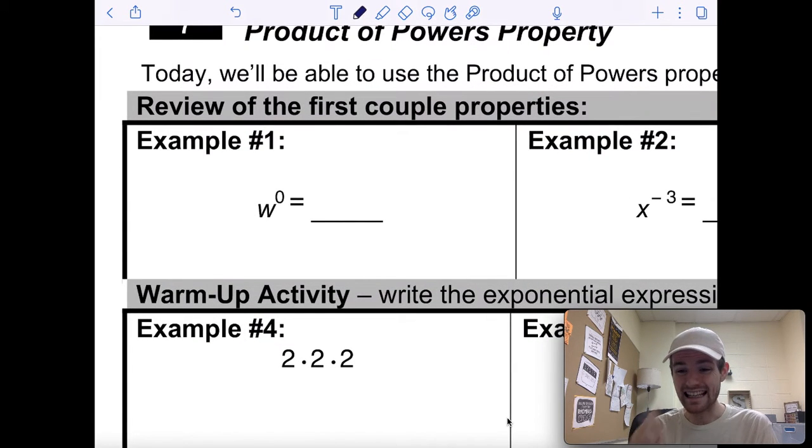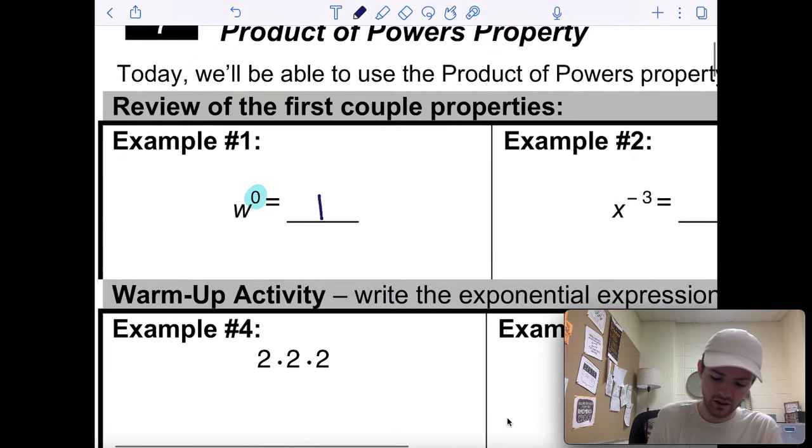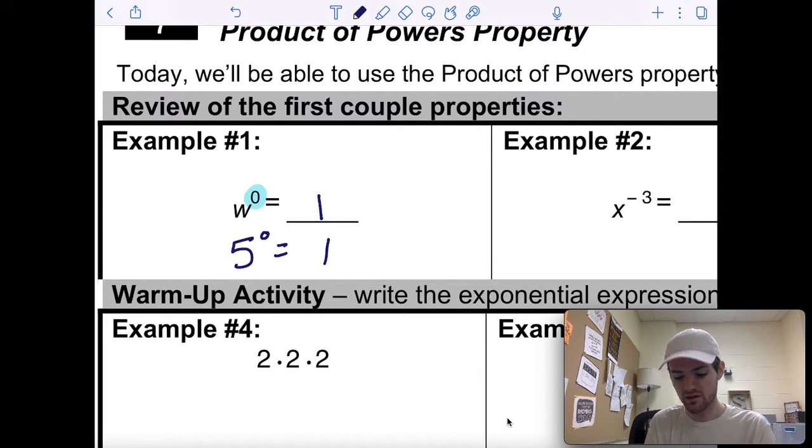Let's remember, anytime our exponent is 0, we don't care what the base is, it doesn't matter. Our answer is always 1. Simple as that. Good as gravy. If it was 5 to the 0 power, it'd still be 1. If it was negative 10 to the 0 power, it'd still just be 1. Whatever it is.